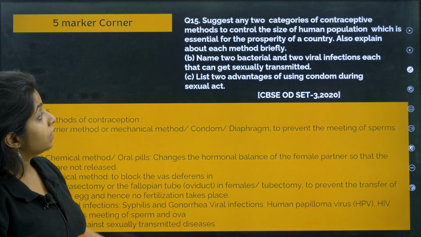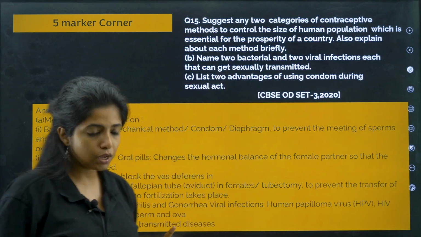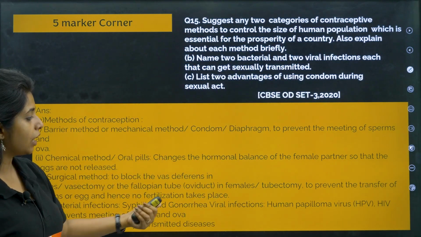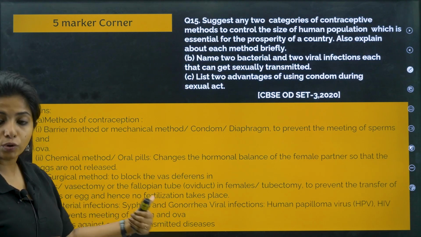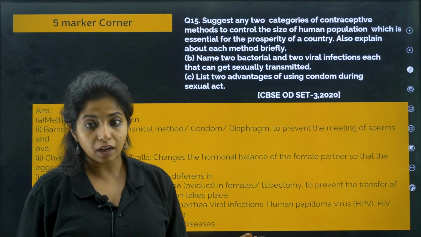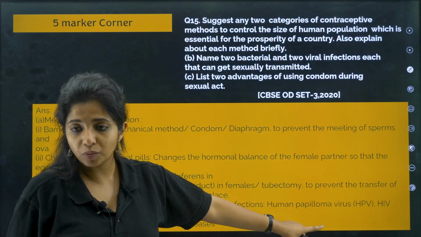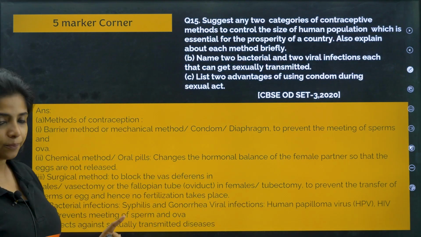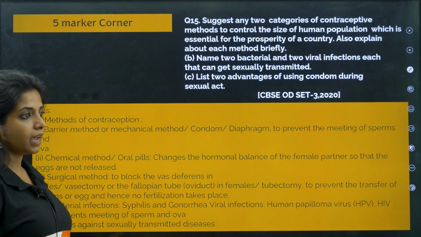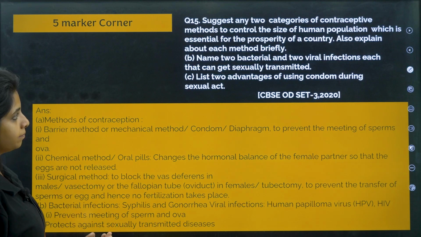Okay. Now, name 2 bacterial and 2 viral infections that can get sexually transmitted. So there are 2 bacterial infections, syphilis and gonorrhea, which are sexually transmitted during sexual intercourse, and there is a high risk of transmitting these. Viral infections: you have human papillomavirus as well as HIV/AIDS. Okay, you have HIV/AIDS and human papillomavirus, HPV. That is it. Okay.